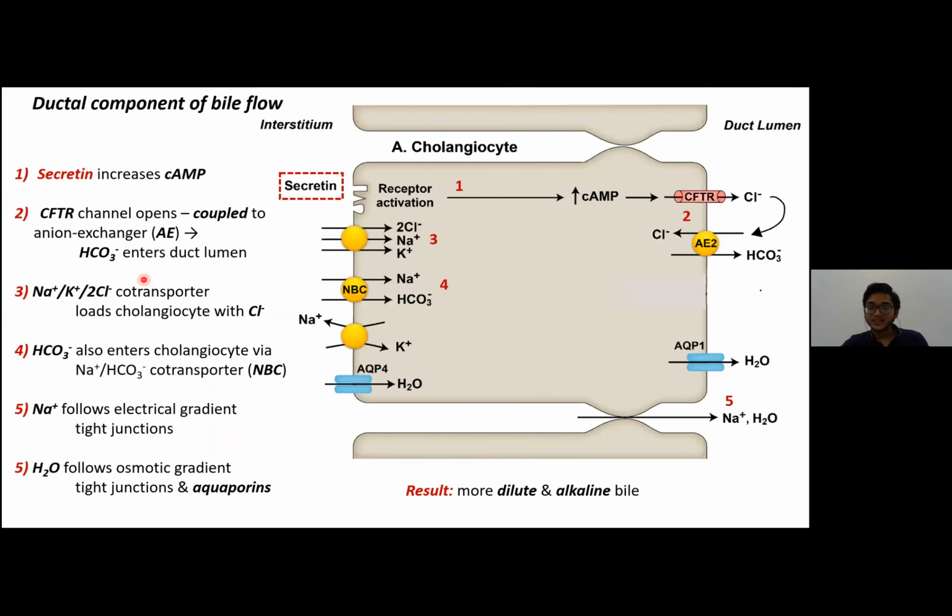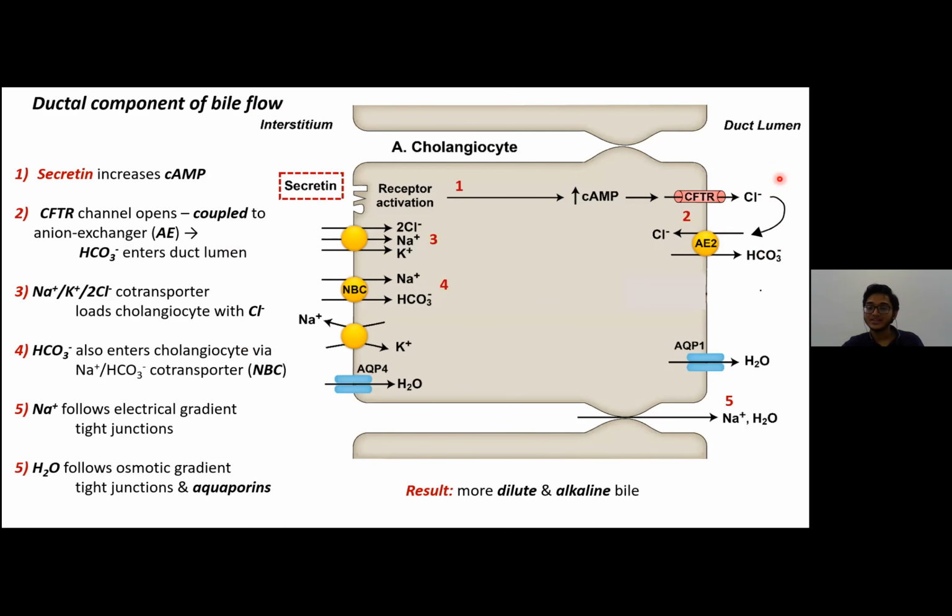Now, ductal flow of bile acid secretion. Again, one way is to remember everything, but it's just too much, so don't concentrate much on that. What you need to know is, big picture, the duct secretes ions and water into the bile. How does it do this? There's two things you need to know. This is the lumen of the duct. This is the lining of the bile, so this is the wall of the bile duct.